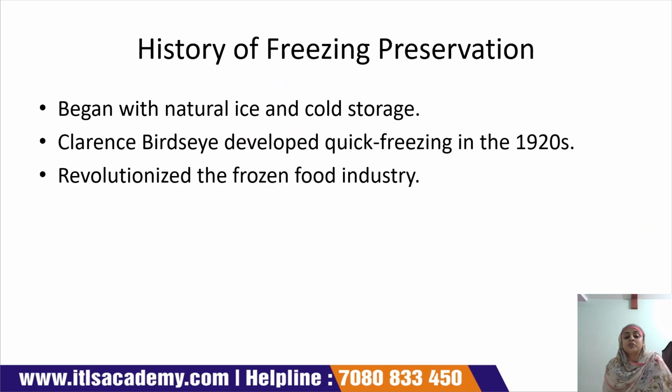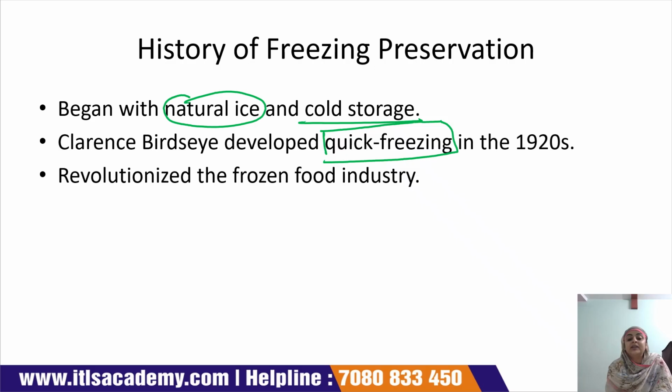Now, next is the history of freezing preservation. It can begin with natural ice and cold storage, like in the past, around the 17th or 18th century. In ancient times, people kept their food under natural ice, or sometimes in cold storage. Now, Clarence Birdseye developed a method called the quick freezing method, which was developed in the 1920s.